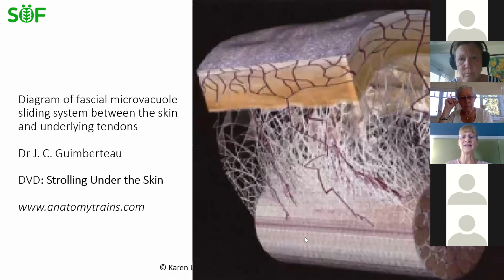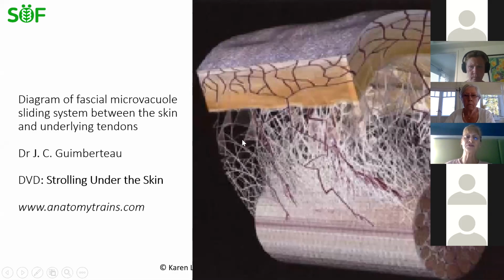And it looks something like this. And this isn't a very good picture, but if you look on the internet for strolling under the skin, you can actually see videos of what this looks like. And you can see that our skin is up here. This is, for example, a tendon. And here are the fibers such as collagen and elastin. And in between those fibers is this gel substance where water and sodium reside.